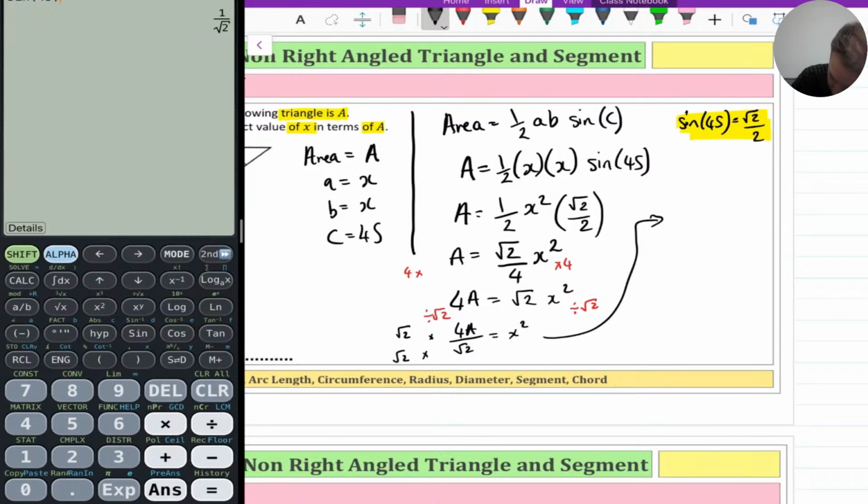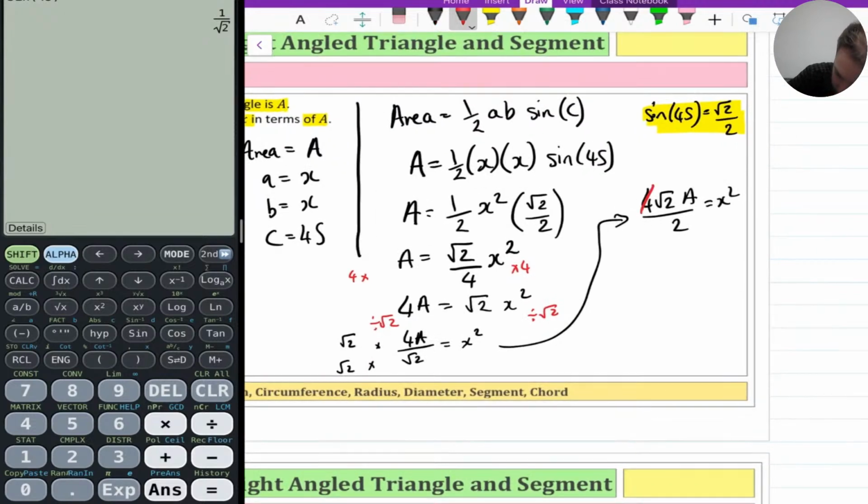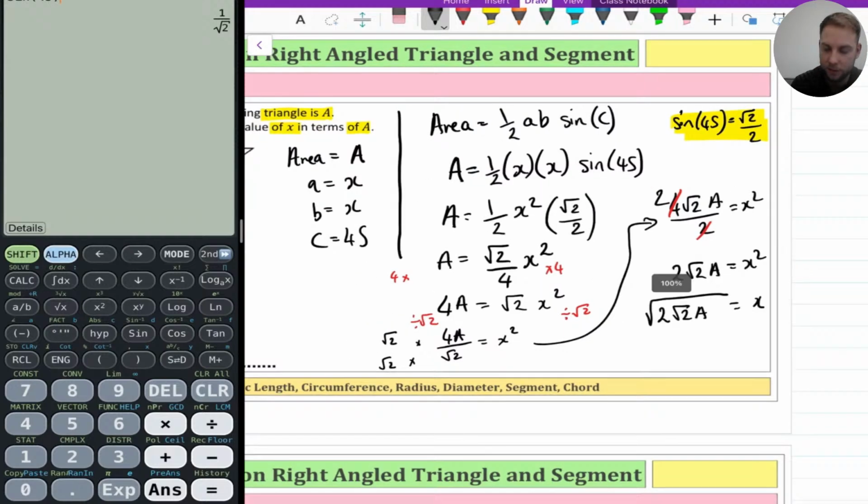So to rationalize this, it's going to be 4 root 2 A over 2 is equal to x squared. That 4 and 2 is going to cancel there. So this is going to be equal to 2 root 2 A. So I end up with 2 root 2 A is equal to x squared once I've rationalized it. And then square root all of that. So it's the square root of 2 root 2 A is equal to x. Now, it's tough, that. It is tough. Don't worry too much if you're struggling with that one, because I think that one's tough.